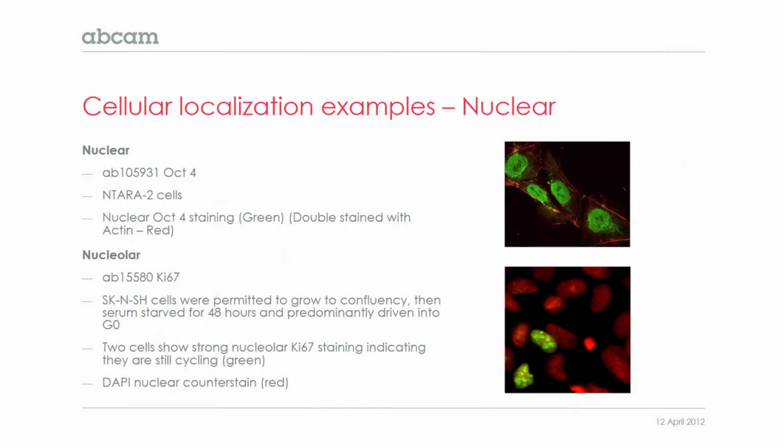Next we have some nuclear examples. So the top image here is from OCT4 staining. OCT4 is well known to be a nuclear protein. And you can see the green nuclear staining there quite clearly. More specific than that, Ki67, which is a cell proliferation marker, is known to be within the nucleoli themselves. So you can see here the specific staining in the nucleoli.